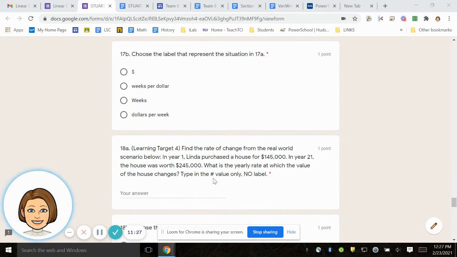(17b), what would the label be for the question in 17a? Dollars, weeks per dollar, weeks, dollars per week.